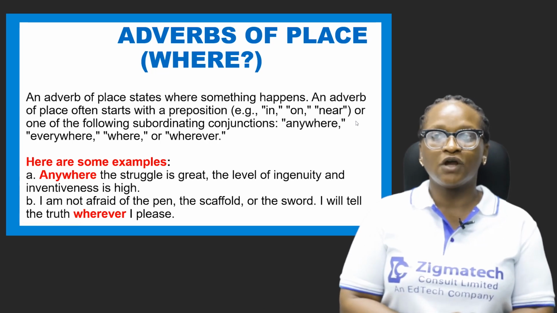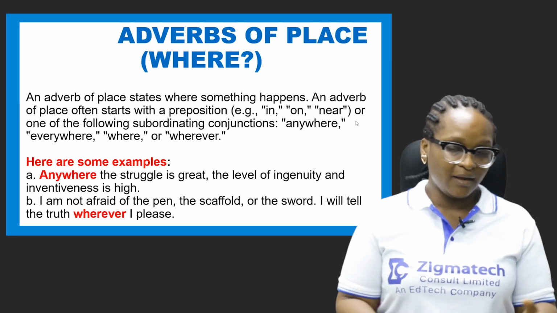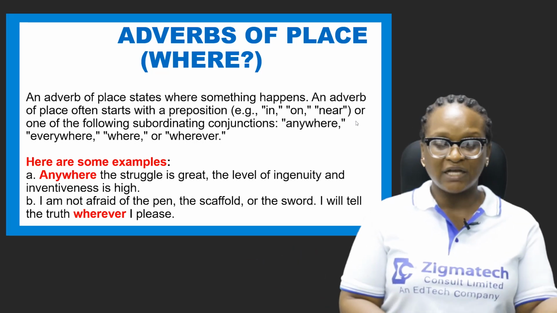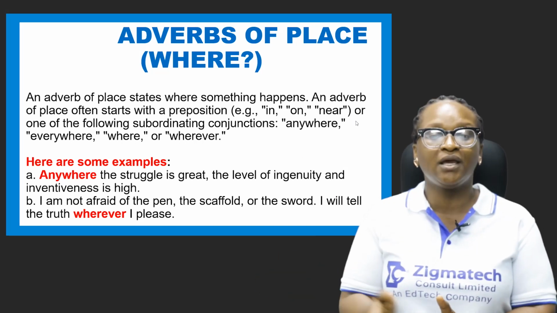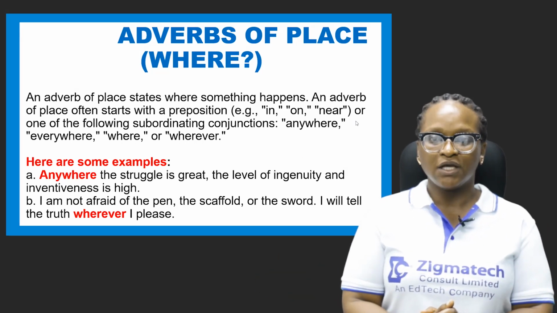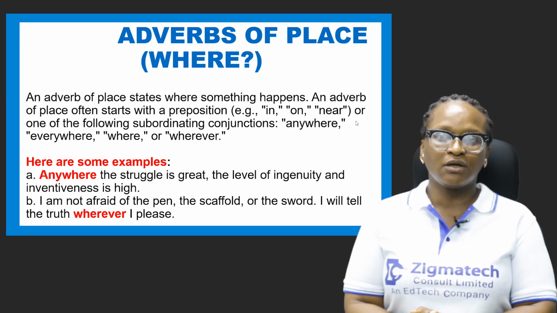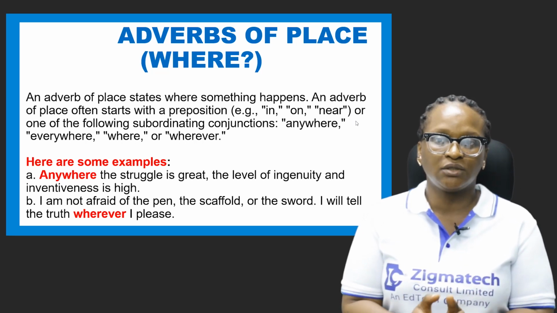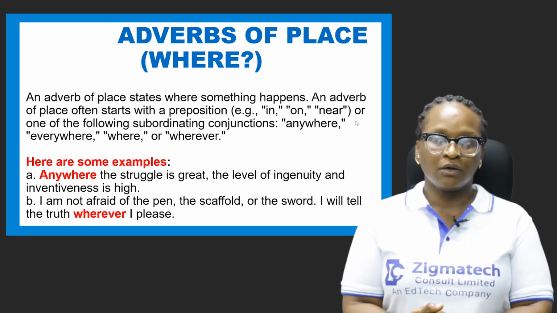That's adverbs of place. It asks the question where. Where are you going? That means it has to do with place. Where are you coming from? It has to do with place. Where have you been? It has to do with place. So an adverb of place states where something happens. An adverb of place often starts with a preposition: in, on, near, or one of the following subordinating conjunctions.